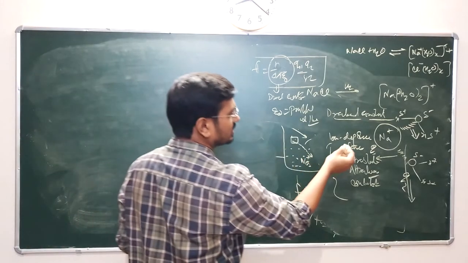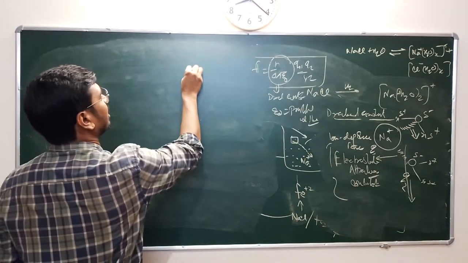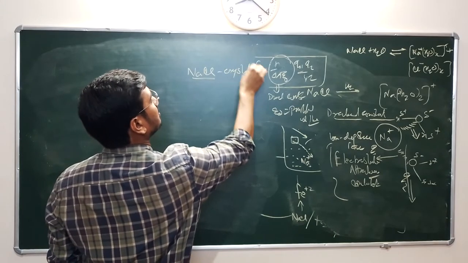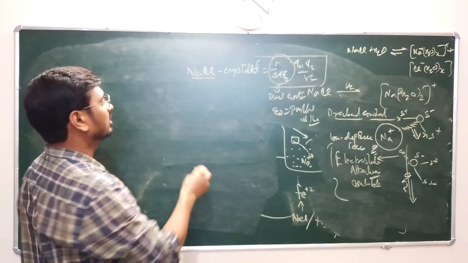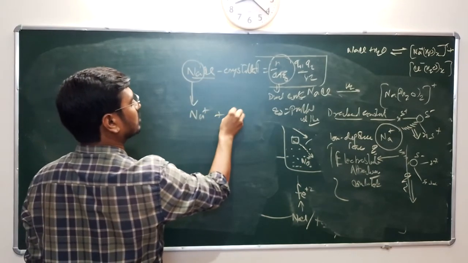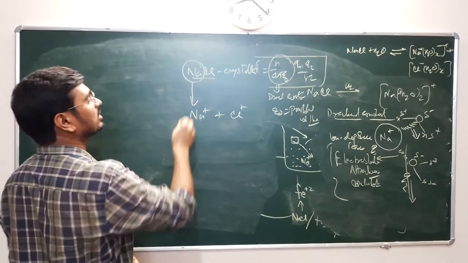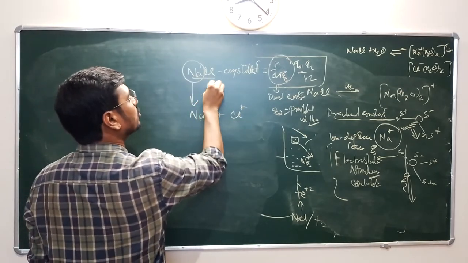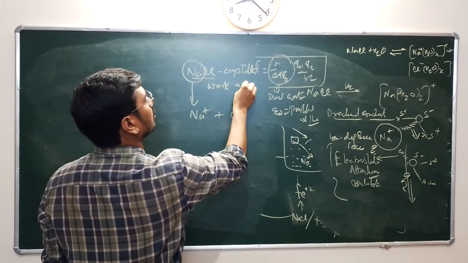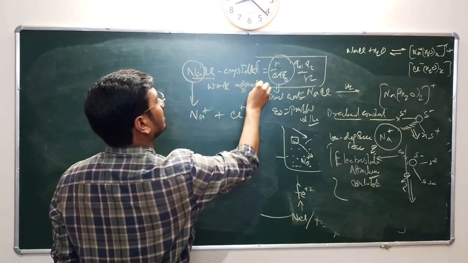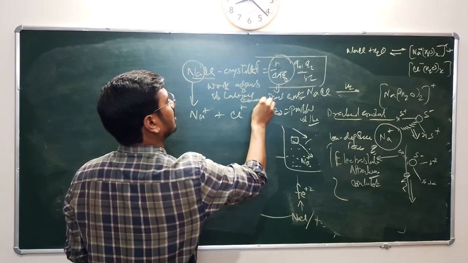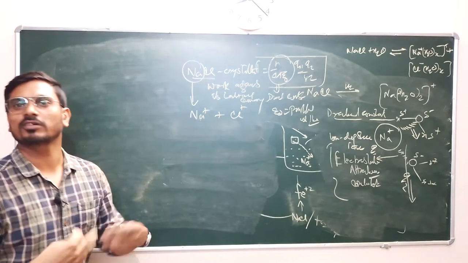Generally, any salt, you know, this salt is crystalline. This salt is crystalline. And when it breaks into this form, dissociation, it requires work against its lattice energy, isn't it? Lattice energy. Because to break the crystal lattice, you require energy.